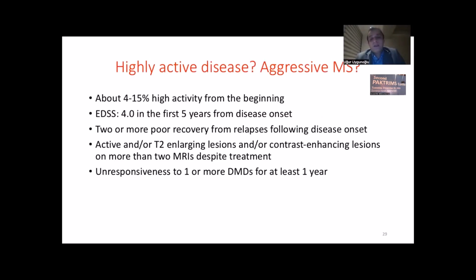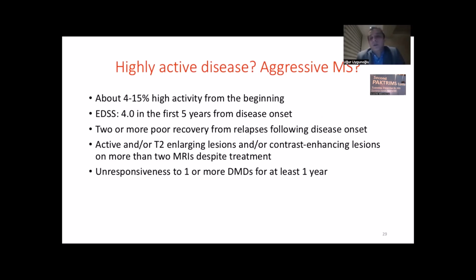This case might be accepted as highly active disease or aggressive MS. So the question arises: what is the definition of aggressive MS or highly active disease? There is still no consensus about the definite definition for aggressive MS, but there are some clues. For example, EDSS 4 in the first 5 years from disease onset might be accepted as aggressive MS.